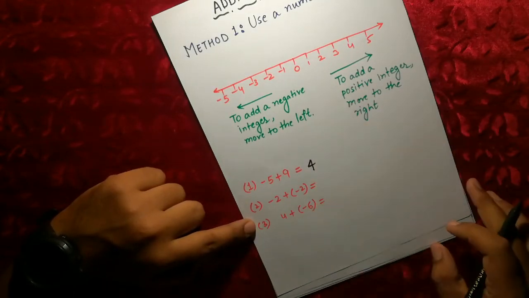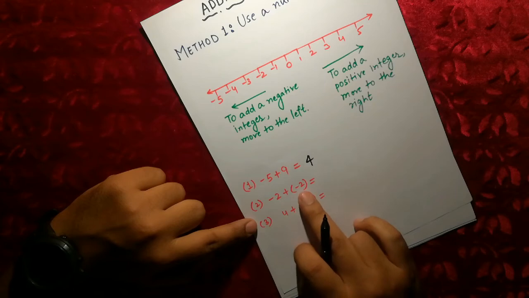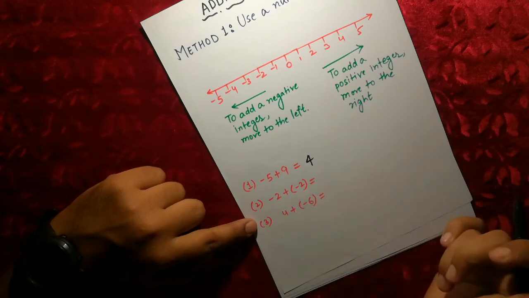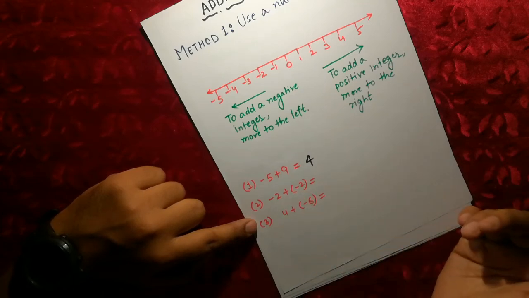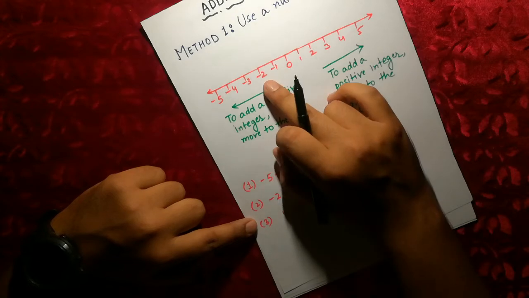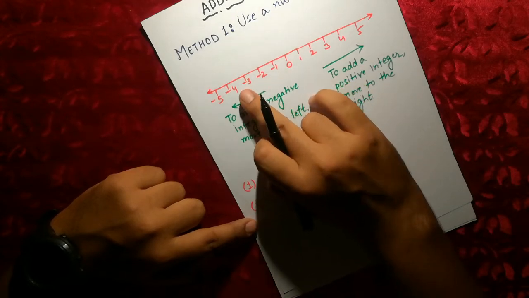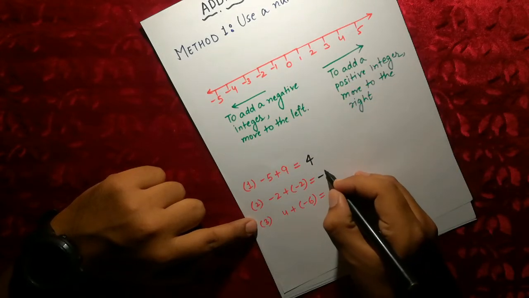Now in the second example, you can see that we are adding a negative integer. When we are adding a negative integer, we move to the left. Now we are here on minus 2. So 1, 2. So the answer will be minus 4.